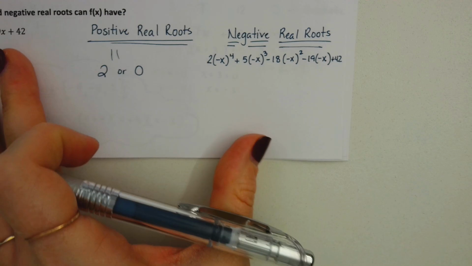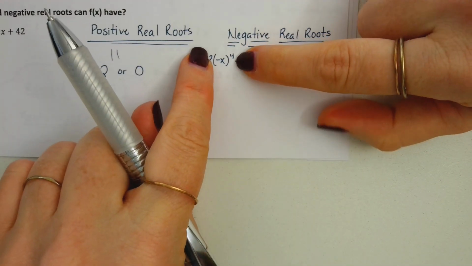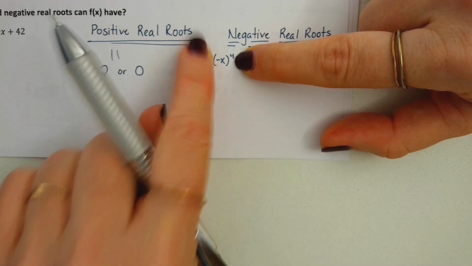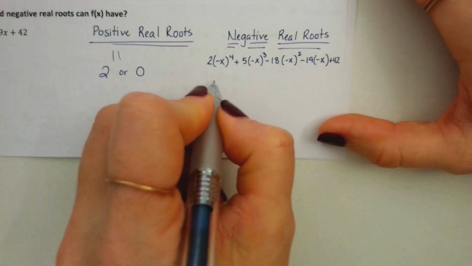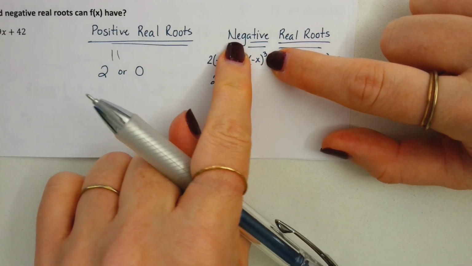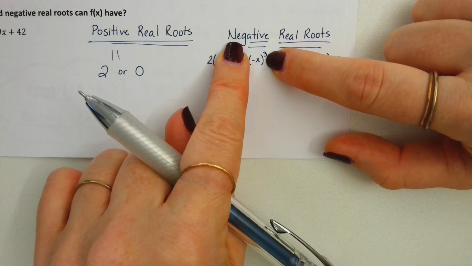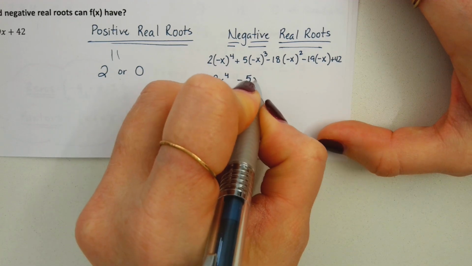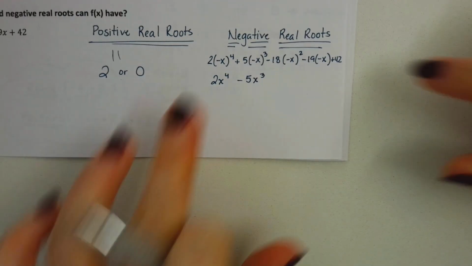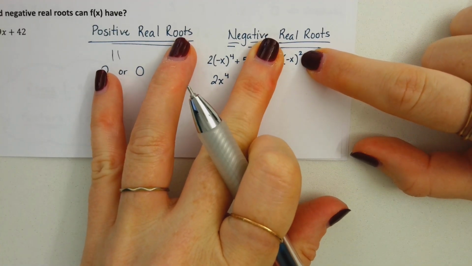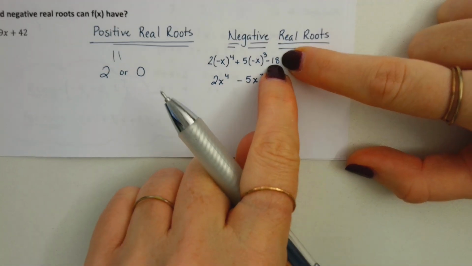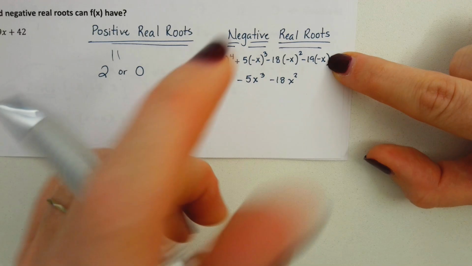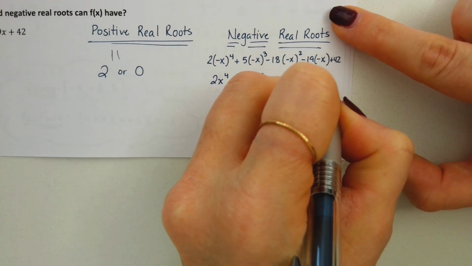And we're going to simplify this. Starting with negative x to the 4th power, what would that simplify to? Negative x times negative x times negative x times negative x would be positive x to the 4th power. And then positive x to the 4th power times 2 is 2x to the 4th power. Next term, we've got negative x to the 3rd power. That would be negative x times negative x times negative x, which is negative x to the 3rd power, times a positive 5 would be negative 5x to the 3rd power. All right, next one, negative x squared. That would be positive x squared. But positive x squared times negative 18 is negative 18x squared. Next one, negative 19 times negative x, 19x. And then plus 42 at the end.